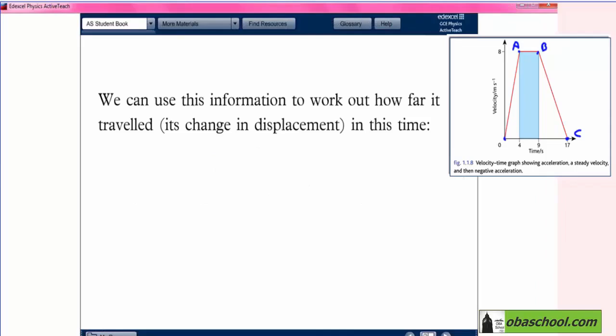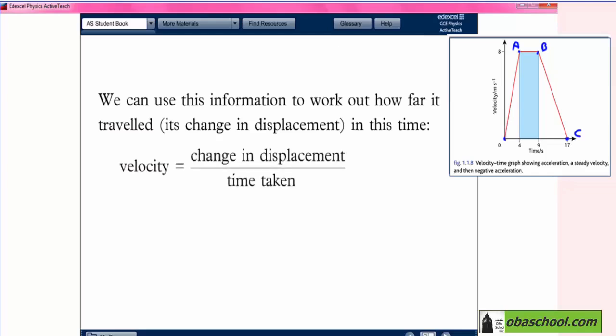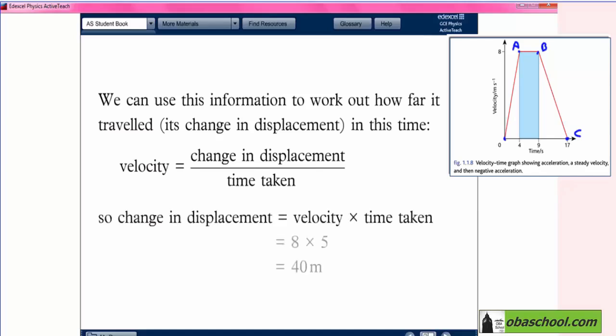We can use this information to work out how far it traveled, or as we call it, its change in displacement. So we have the equation velocity equals change in displacement over time taken. If we rearrange the equation, we have displacement equals velocity times time taken, which is equal to 8 times 5, and the final answer is 40 meters.